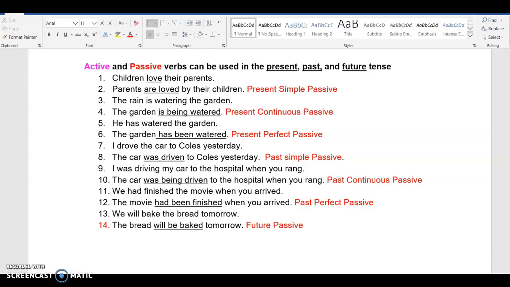And let's look at number 8. The car was driven to Coles yesterday. The verb was driven. Okay, so the subject, the car. What was doing the driving? What was doing the verb?